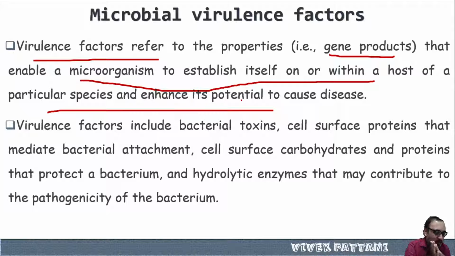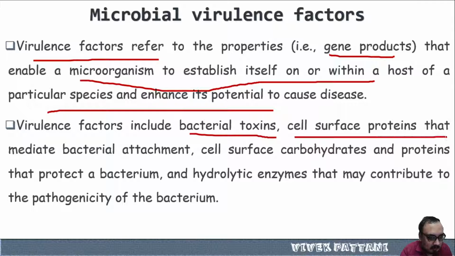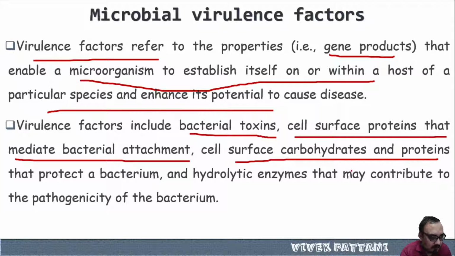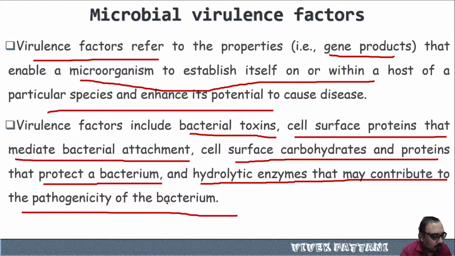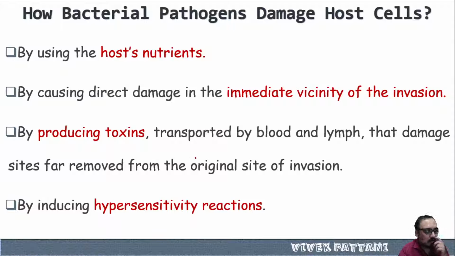cause a disease. Some general examples of virulence factors include bacterial toxins, cell surface proteins that mediate bacterial attachment, cell surface carbohydrates and proteins that protect a bacterium, and hydrolytic enzymes that may contribute to the pathogenicity of the bacterium.